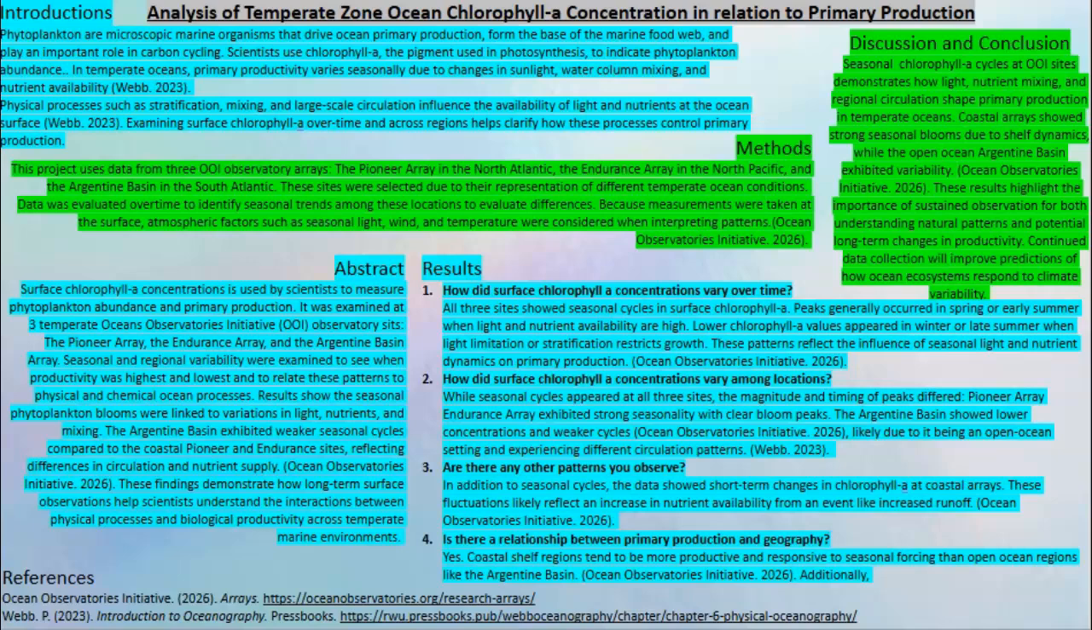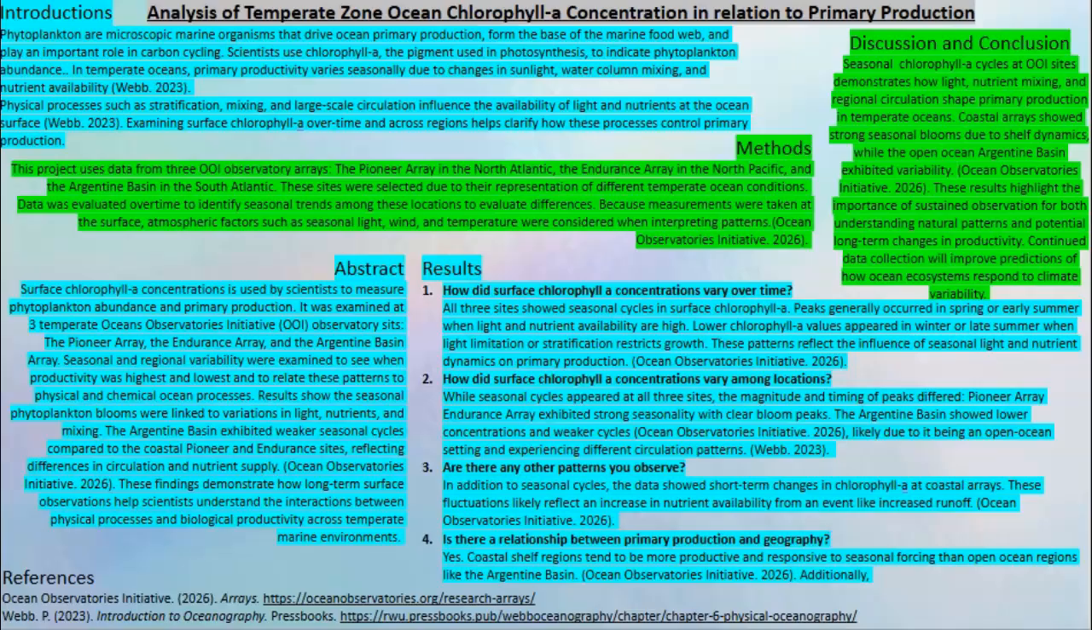Hi everyone. Today I'm presenting my project on surface chlorophyll A concentrations and what they reveal about primary production in temperate ocean regions. Phytoplankton are microscopic marine organisms that form the base of the marine food web and play a critical role in carbon cycling.